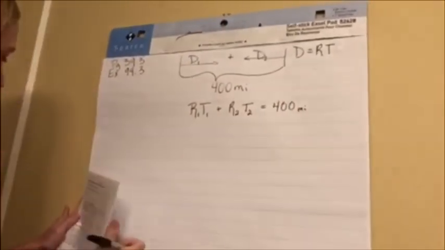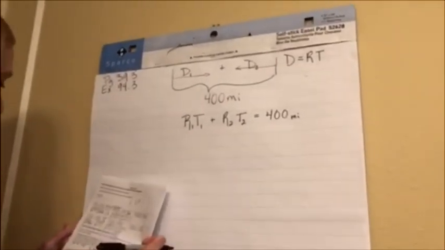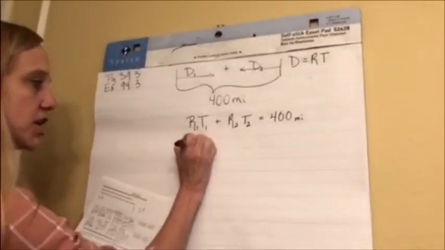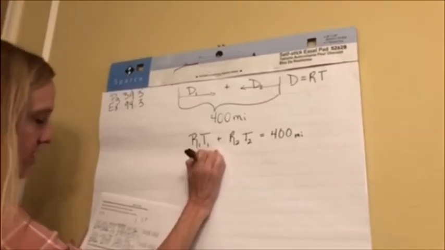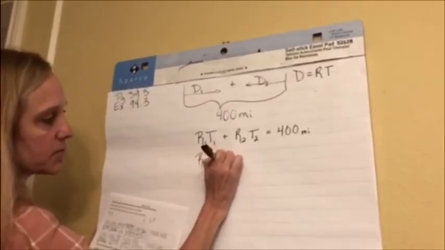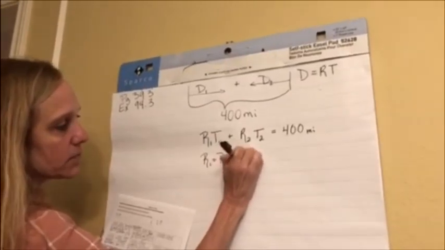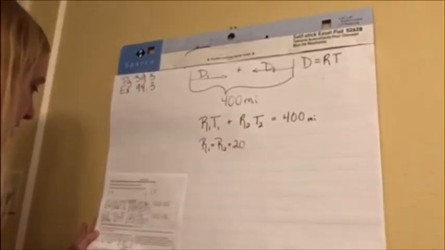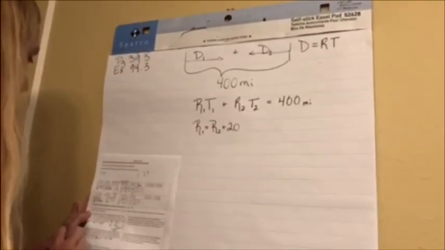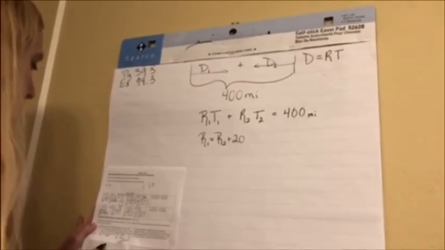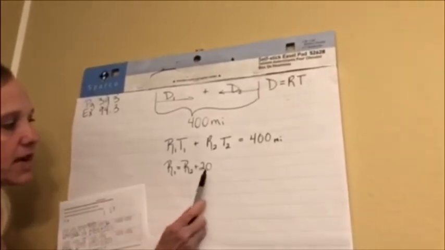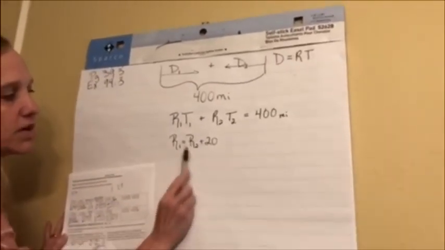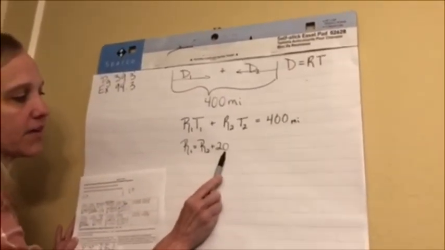We do know that the rate of one ship is going to equal the rate of the second ship plus 20. Because it says, find the speed of both ships if one was 20 miles per hour faster than the other. So this shows one of the ships is 20 miles per hour faster than the other ship.